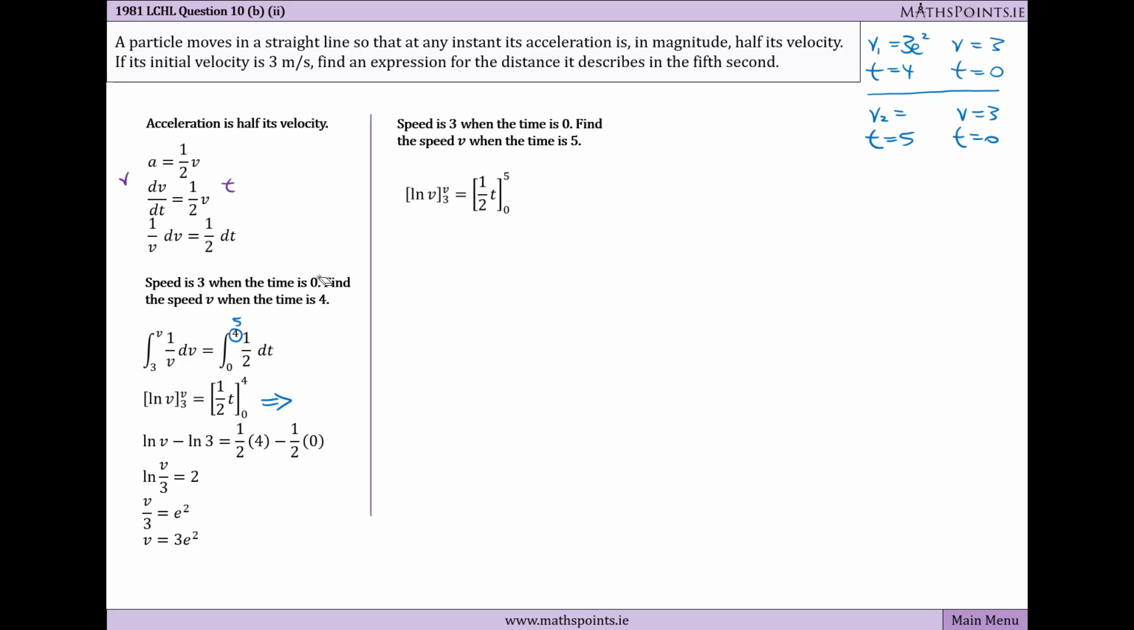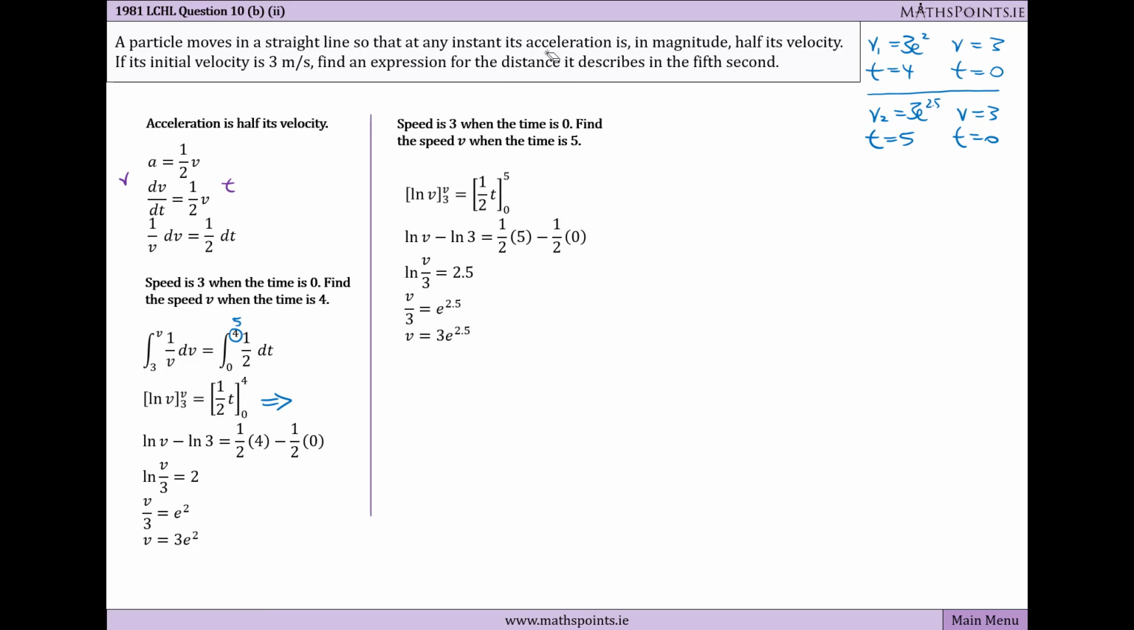And so this time, subbing in a limit of 5 we have a very similar sum. We have the log of v minus the log of 3 is equal to a half by 5 minus a half by 0. Again, the log of v minus the log of 3 is the log of v over 3. That's equal to 2.5. And then we have that v over 3 is equal to e to the power of 2.5. Multiply both sides by 3, and we get v is equal to 3e to the 2.5. Now that was the velocity of the object after 5 seconds, 3e to the 2.5.